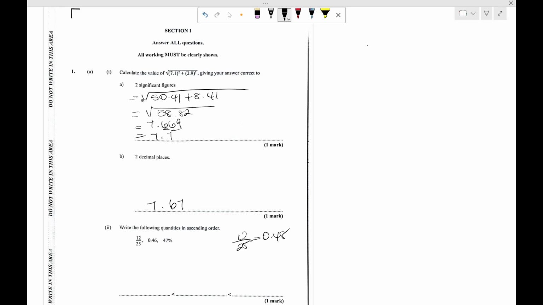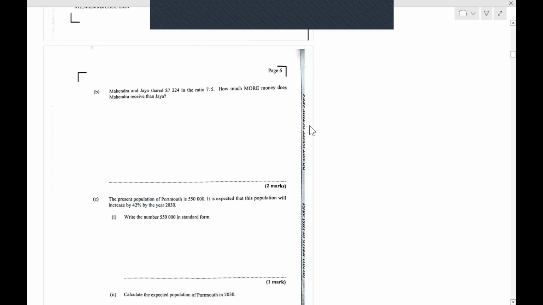So right there you can see in ascending order, we would have 0.46. Then we would have 47%, which is 0.47. And then we would have our 0.48. Okay, so let us go on to the second page.